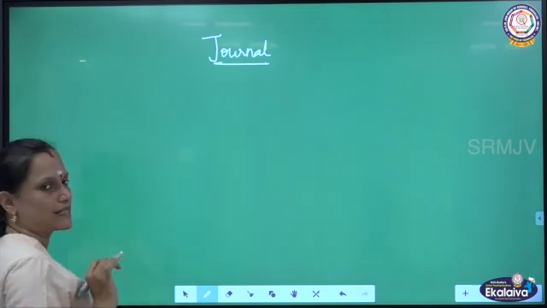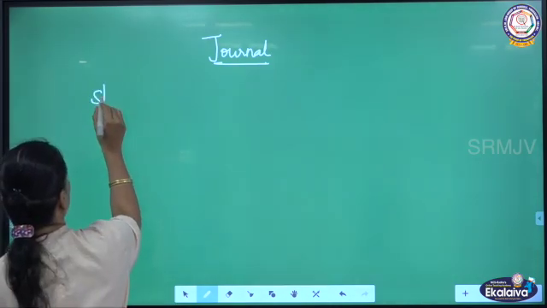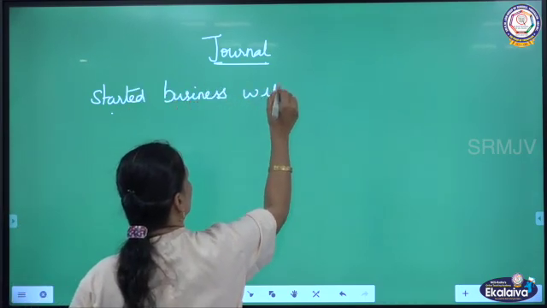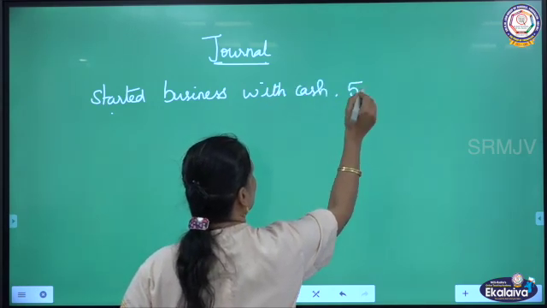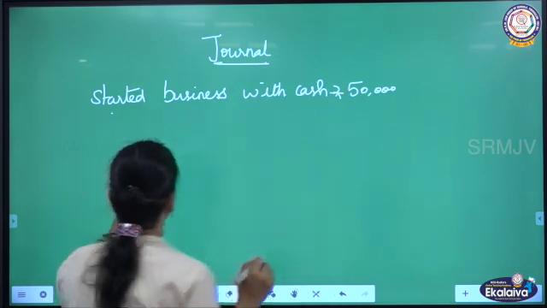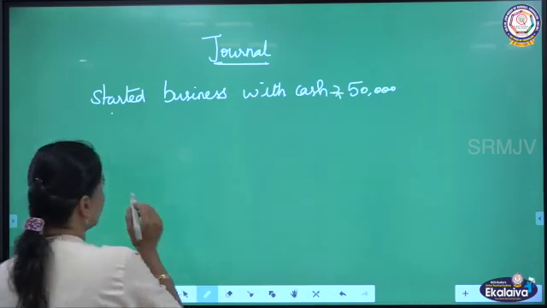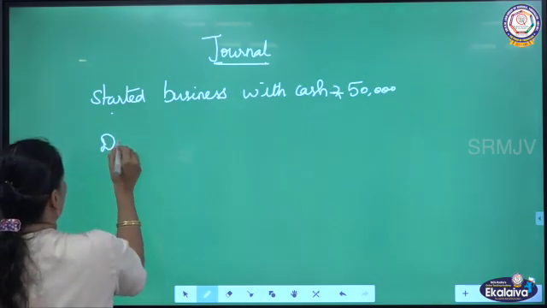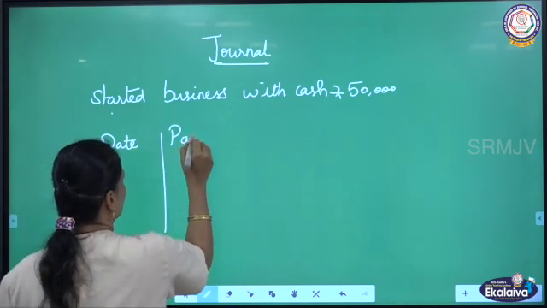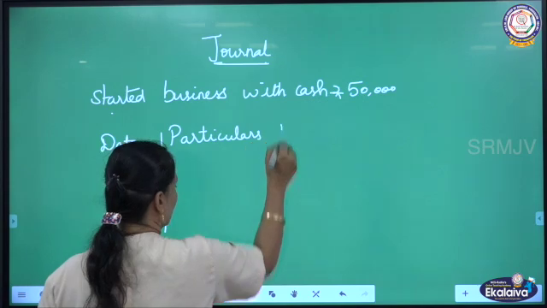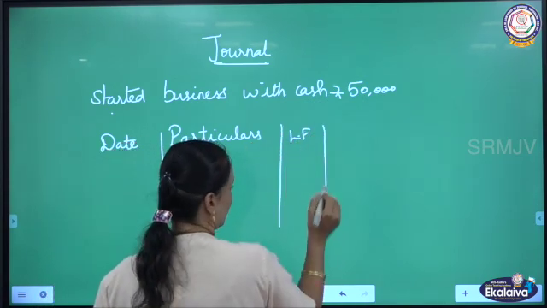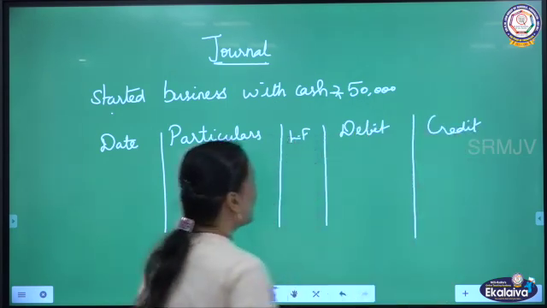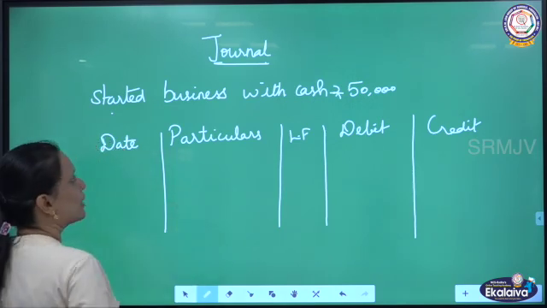See, the journal, first transaction I will tell you. Started business with cash 50,000. So one person is investing capital as 50,000 cash. You know about the journal, isn't it? Date, particulars, here we write the ledger folio, and then this is the debit column and this is the credit column. This is the format of the journal. So now I am going to enter into the journal.